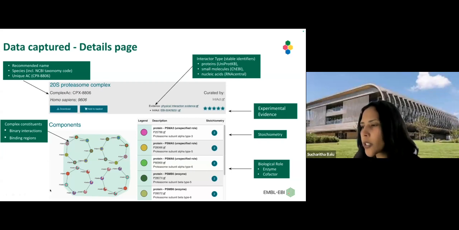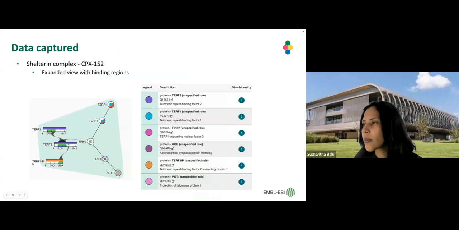Finally, we have the topology. So you can see that this complex is made up of 4 heptameric rings, and you can look at the binary interaction between each of these protein pairs. And if you click on an individual participant, it will tell you the binding region as well. So just following on from that last point, here is a much simpler complex to look at. We have the shelterin complex with an expanded view showing you the binding region between the participants.